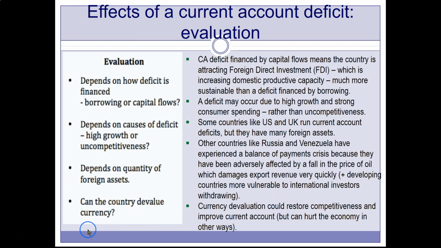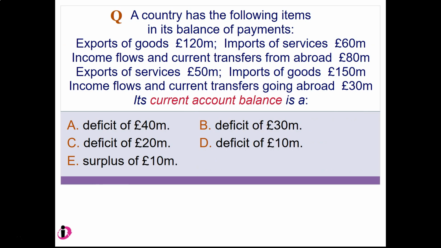Another important factor in deciding whether you can maintain a current account deficit or not is whether you can devalue your currency, because currency devaluation could restore competitiveness and improve the current account, but it can hurt the economy in the long term. And this is what we will cover at the end of the week when we discuss the effects of exchange rates. So this was a brief summary of possible macroeconomic effects that international trade can have.